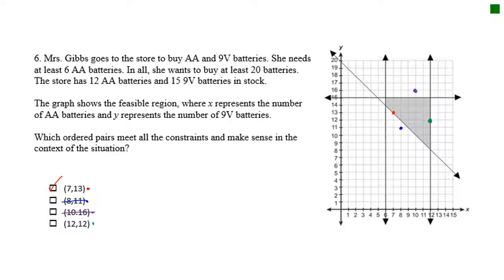It goes directly on our line, but once again, our line is a solid line, so it is a part of our solution set. So for number 6, what you want to do is go through each of the ordered pairs and plot it on the graph and see, does it line up within your solution set? Or if it's on a line, make sure that that line is a solid line.